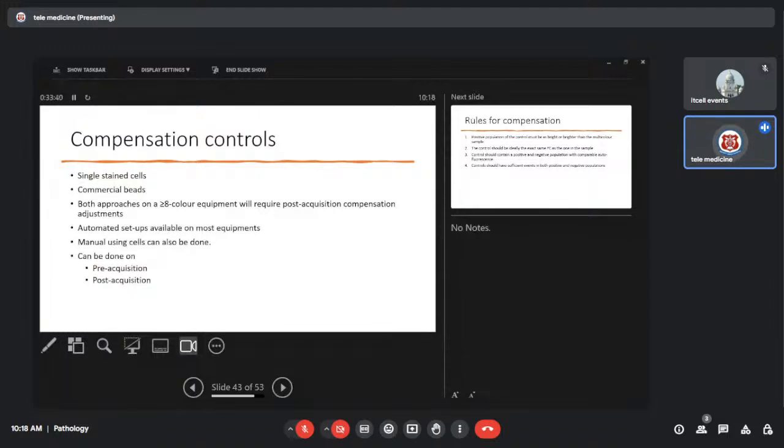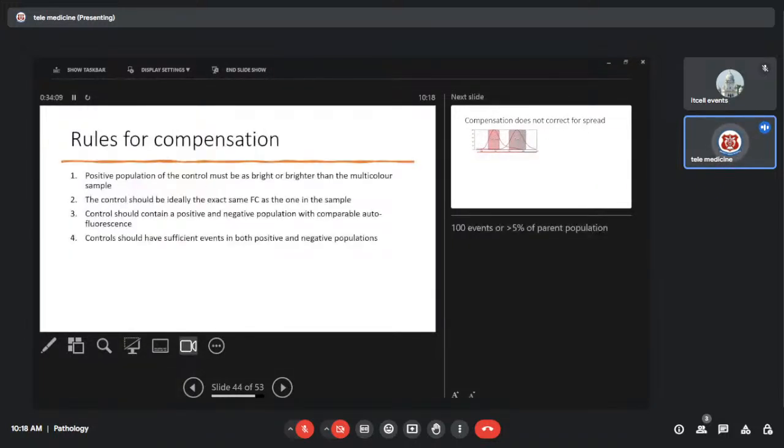For compensation controls, you can run single stain beads or single stain cells, and many manufacturers give you auto compensation also with their defined bead cells. So Lyric has defined compensation beads, or you can use the single commercial beads or single stain cells. However, even if you do a good compensation experiment on your equipment, which is what most of us do, there are still small adjustments that are required, and they can be done after that also.